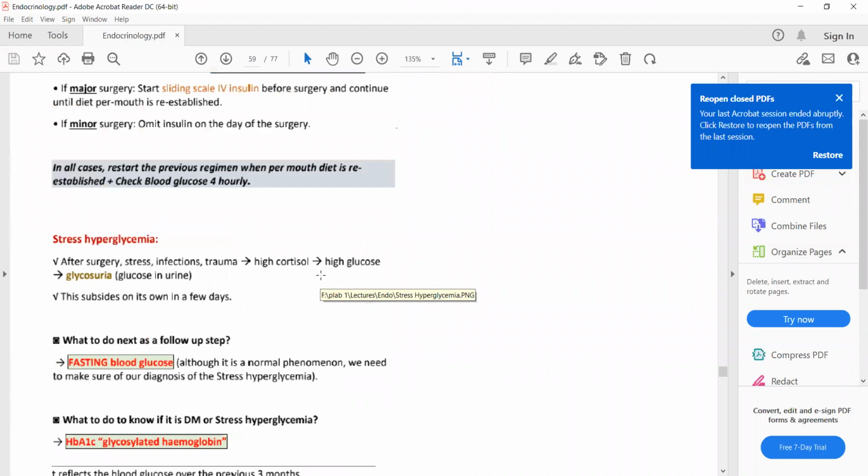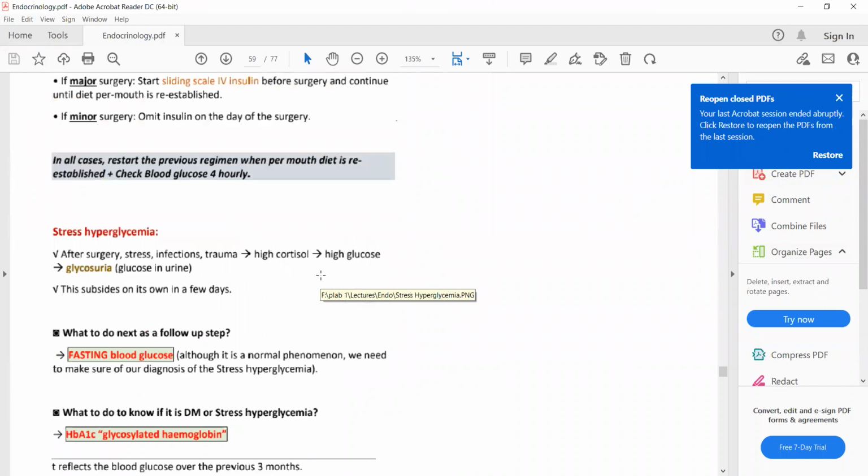So how will we say that it's stress hyperglycemia? Glucose in the urine. Normally there is no glucose in the urine. So if after surgery or after infection the person has glucose in the urine, then it is most probably stress hyperglycemia. We will order a fasting blood glucose level and it will be raised, so our diagnosis of stress hyperglycemia will be confirmed. To make a diagnosis of stress hyperglycemia, fasting blood glucose will be done.